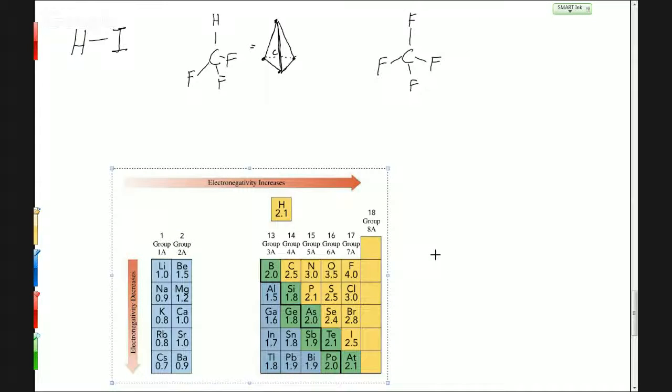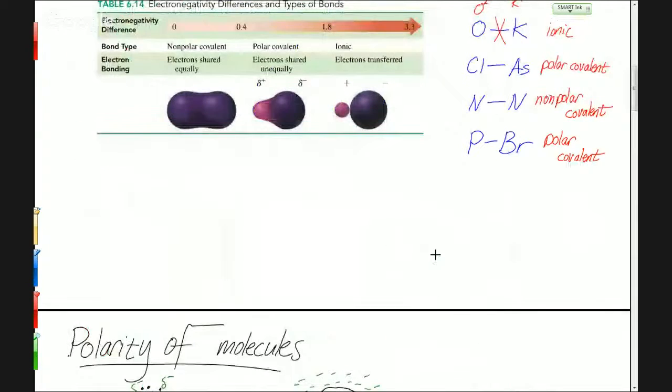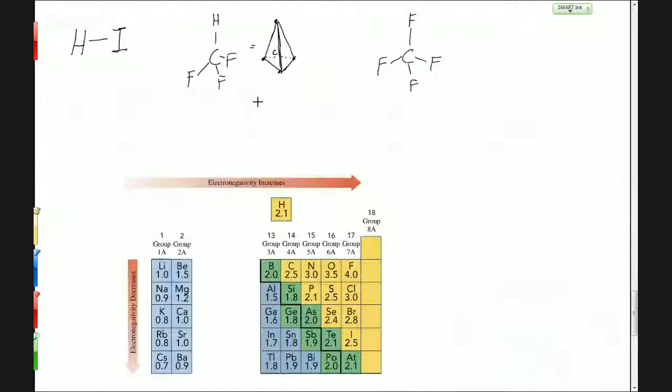So would you call HI polar? Why? There's a difference in electronegativity, but actually it's a really small difference. If we look up at that other chart here, this one says that 0.4 is about the cutoff for saying polar versus nonpolar. So HI is probably mostly nonpolar, maybe polar. Again, it's a judgment call, so we have to say, what do we think? But it's definitely on the borderline. So if it is polar, it's not very strong, super weakly polar.